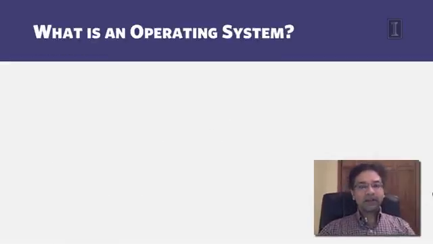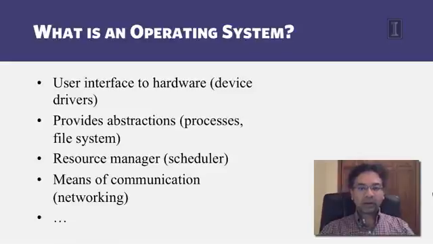Now let's try to define the term operating system. Before we jump to some well-known definitions, let's try to summarize what we know about operating systems. The operating system essentially provides a user interface to hardware. Any computer consists of multiple devices. For instance, your computer consists of a keyboard, a mouse, a monitor, a hard drive, maybe multiple hard drives, and of course the CPU and the memory, and many other peripherals attached to the motherboard.